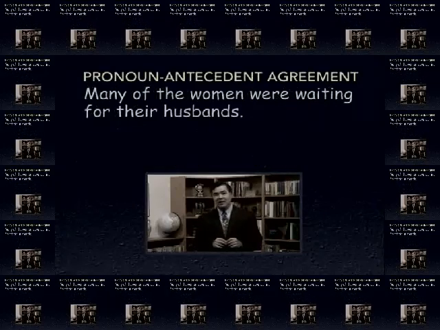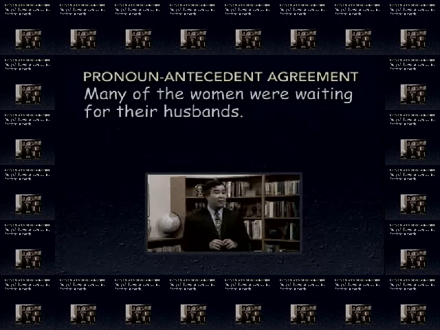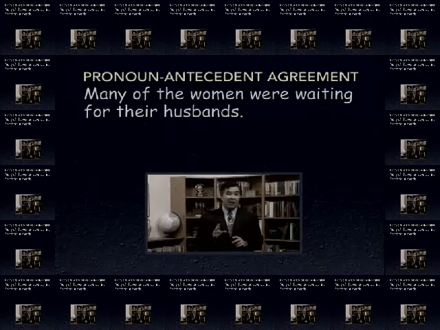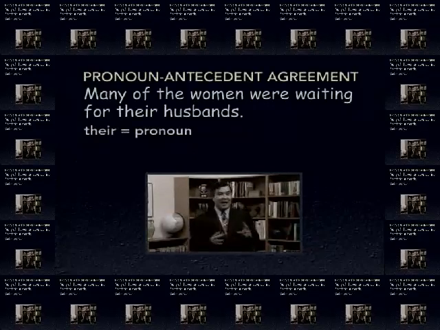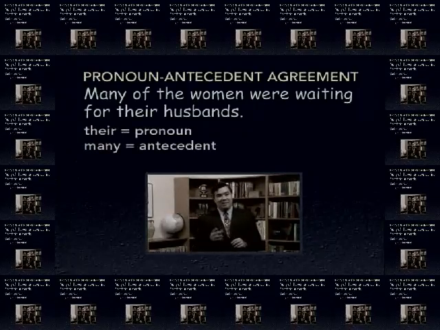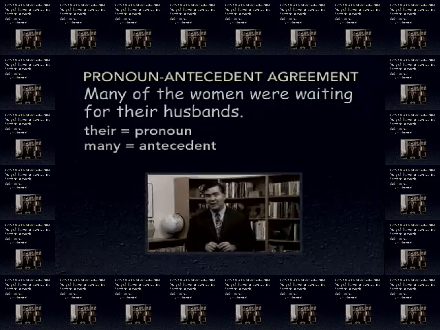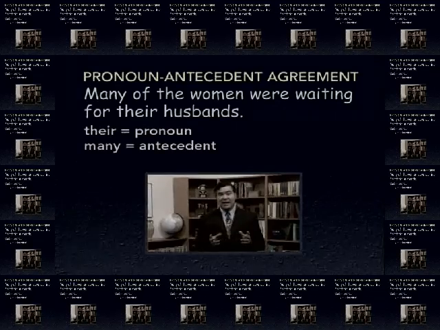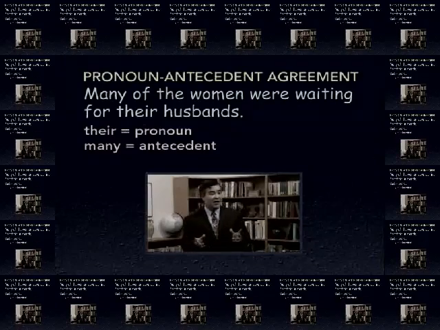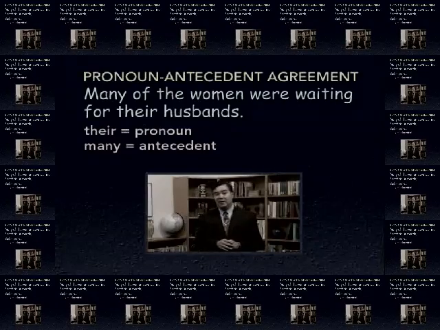Here's a different example. Many of the women were waiting for their husbands. Now here we have the pronoun their, which refers back to the antecedent many. Many were waiting for their husbands. Now what about that pronoun many? Is it singular or plural? Again, it's an indefinite pronoun, so the answer isn't necessarily obvious.